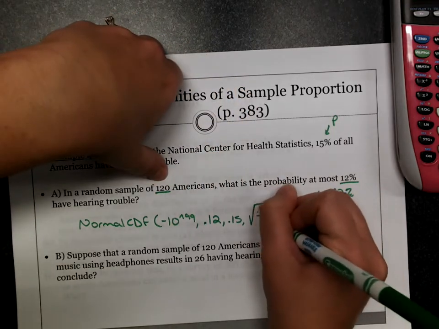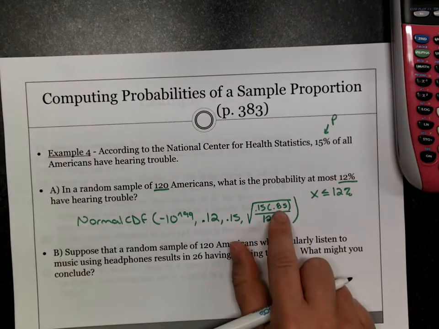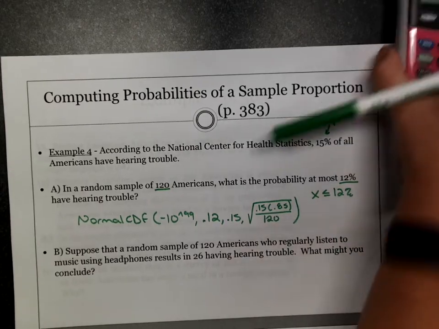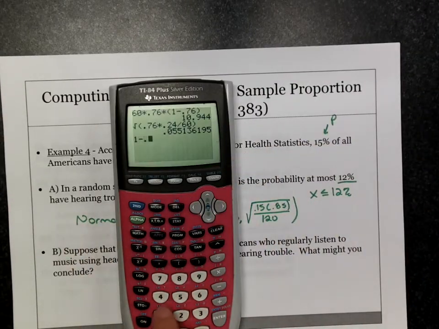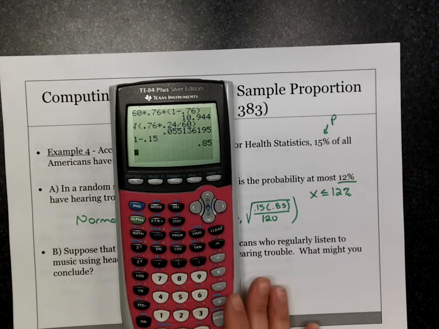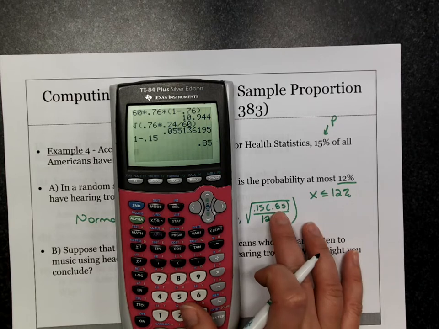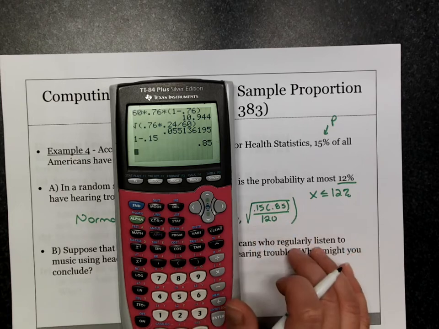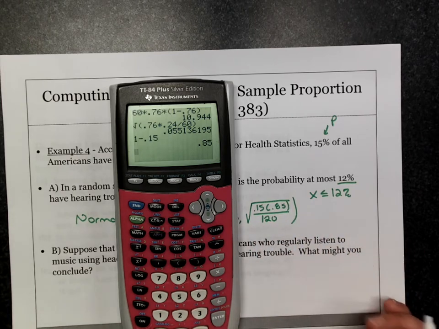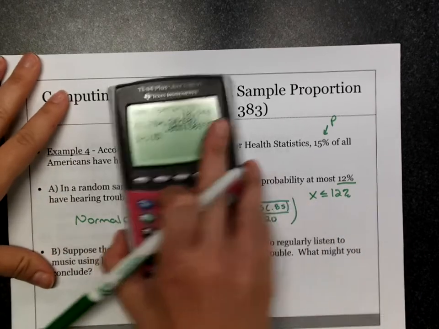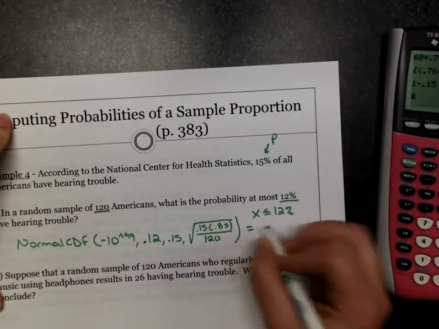And the standard deviation, you'll just type in that whole calculation, 0.15 times 0.85 over the sample size, 120. Now again, that's 1 minus 0.15. I just worked that out in my head. 0.85. I actually pretend like the 1 is a 100, and 100% minus 15% leaves 85%. So I would just always calculate that before you put it into normal CDF. It's just a small little way to help you save making a tiny error like that.